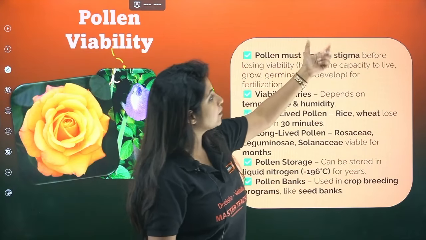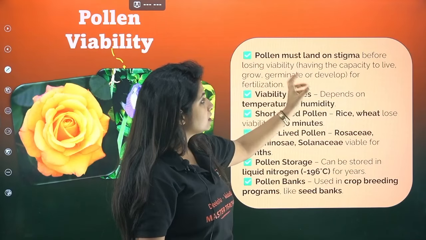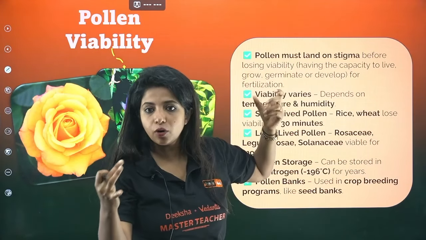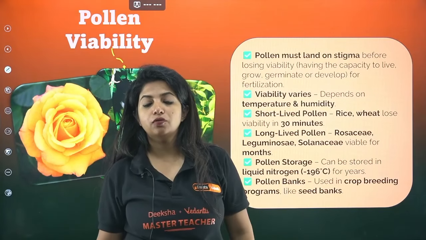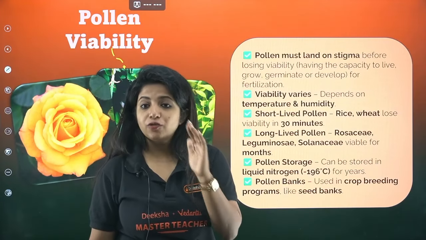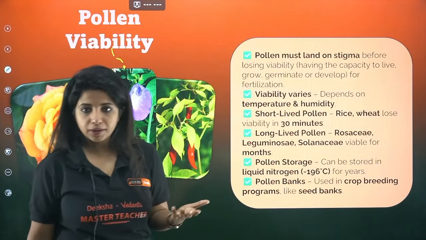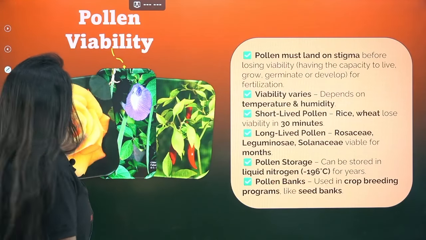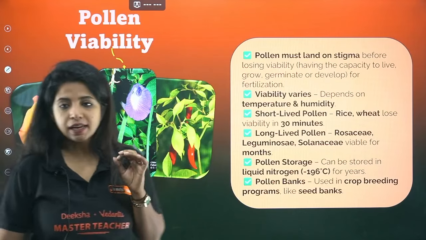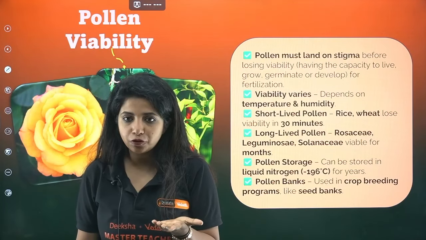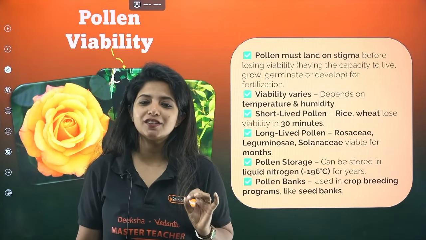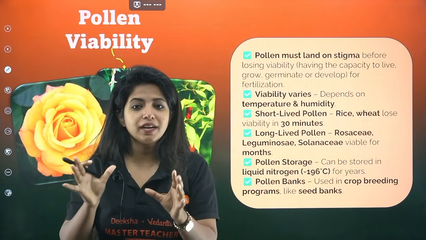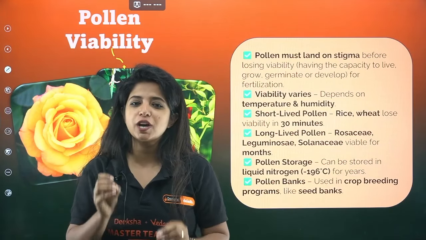So pollen must land on the stigma before losing viability. Viability is the capacity to live, to grow and to germinate or develop further for fertilization to happen. Viability definitely varies depending on the temperature as well as the humidity. There are a few examples given in NCERT which are super important for you to remember. Rice and wheat is something that we have as a staple food, right? So their viability, my dear children, is just 30 minutes. This is something very common to us, so we can remember.